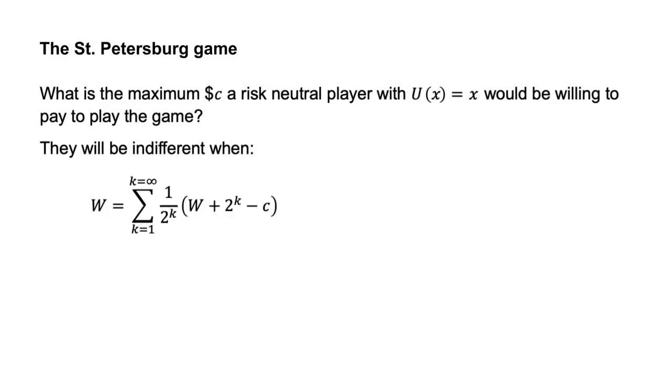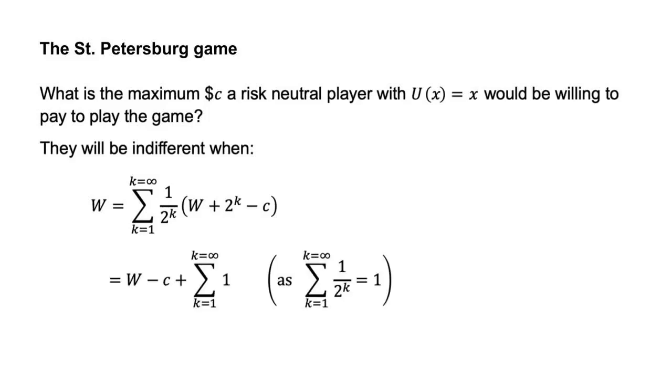Taking that equation, we can further simplify to W equals W minus C plus the sum from k equals 1 to k equals infinity of 1. As the sum from k equals 1 to k equals infinity of 1 on 2 to the power of k equals 1, we can then simplify, which allows us to see that, given the infinite expected value of the game, the player would be willing to pay an infinite amount to play. C equals the sum from k equals 1 to k equals infinity of 1, which equals infinity. That is, a risk-neutral player would pay any amount C to play.